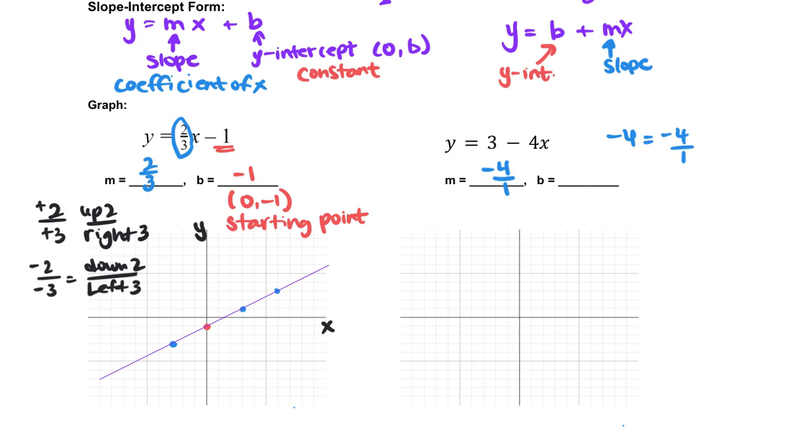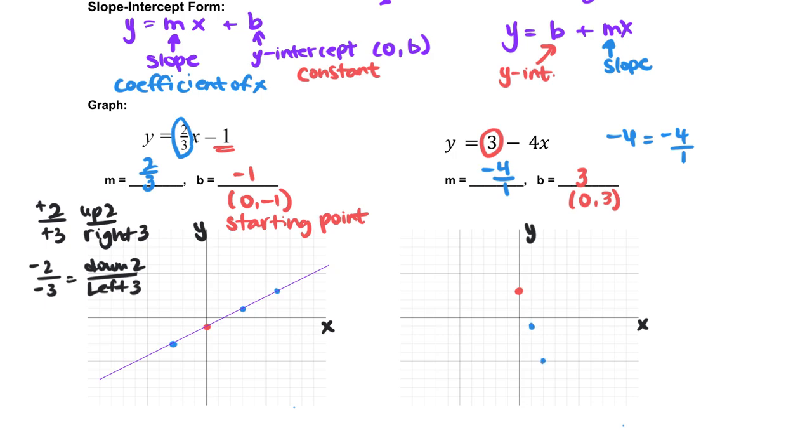And then my b value is the constant. That is the part that is not attached to the x. So that's this 3. There's no sign in front of it. So my b value is just 3. And if I'm going to graph that as the y-intercept, it's going to be the point 0, 3. So again, let's label our x and y axes. And we're going to start right here at 3. And if I'm thinking about it in the numerator or the top of my fraction, it's negative. So I'm going to go down 4 before going right 1 and plotting my point there.